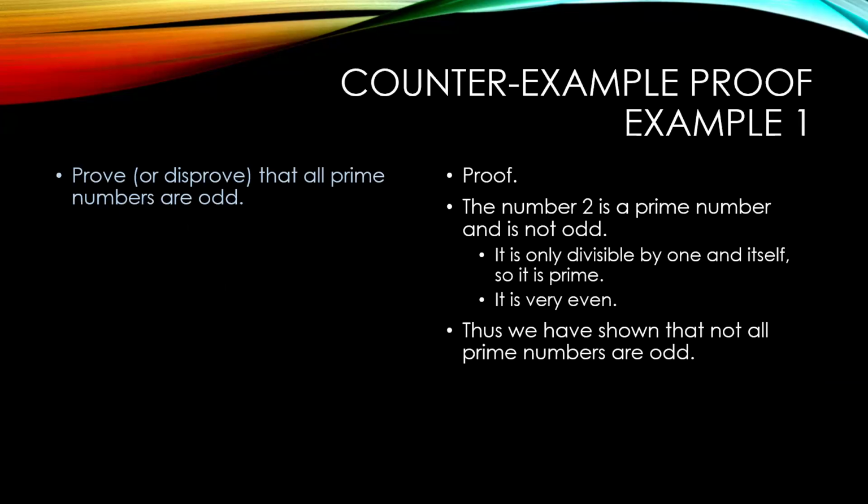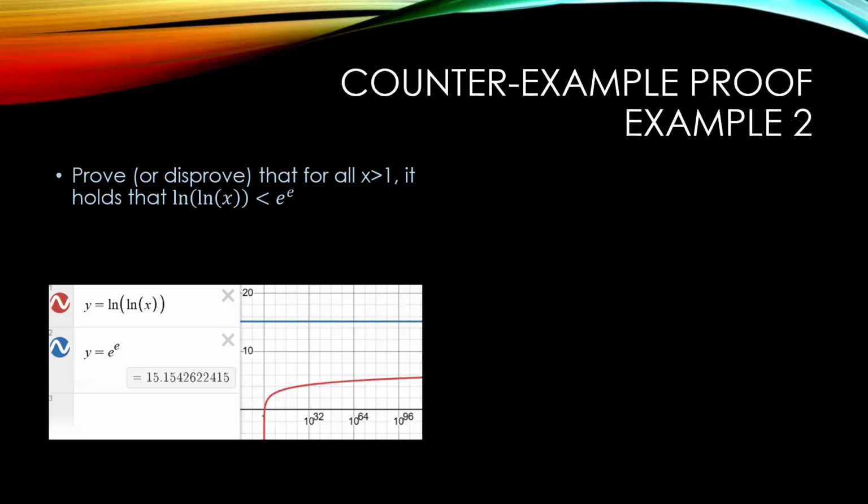The number 2 is a prime number and is not odd. It's only divisible by 1 and itself, so it is prime, and 2 is extremely even. Thus, we have shown that not all prime numbers are odd. That's all it takes for a counterexample. Just one example, and we've disproved it. Here's another one.